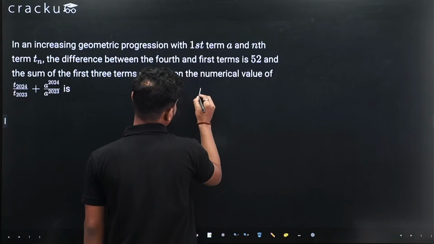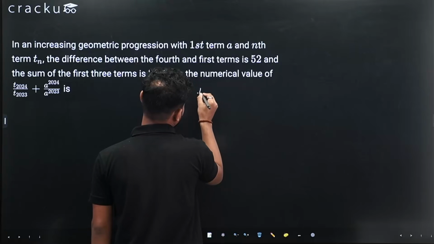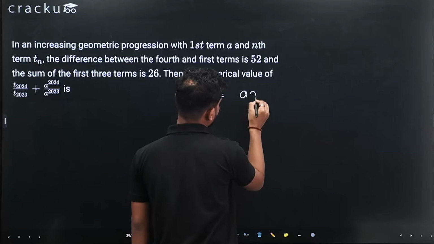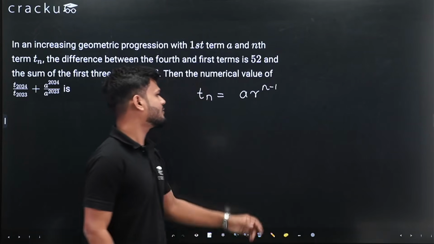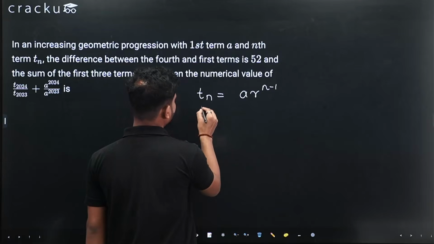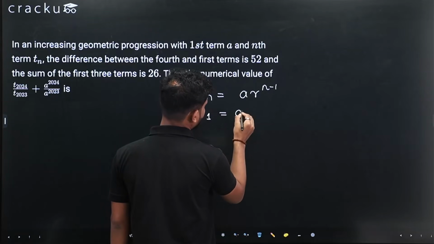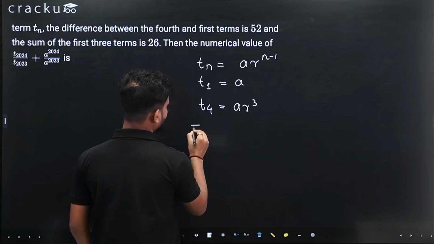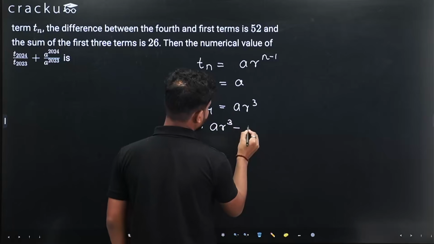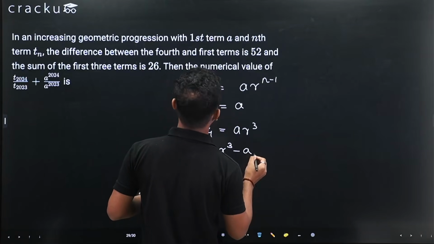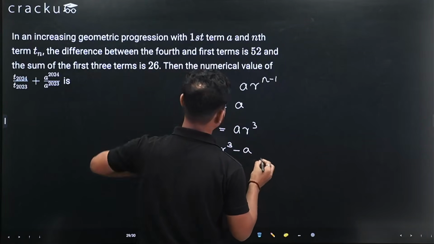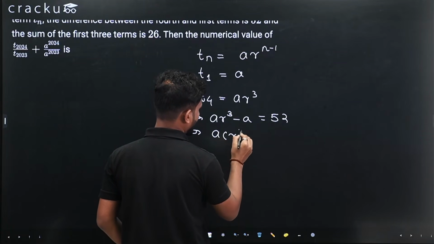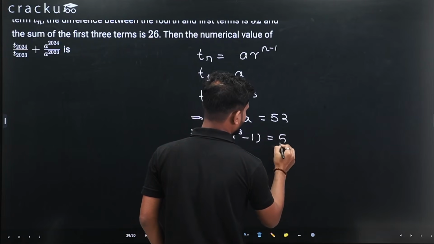Now, for a geometric progression tn, what will be the general term? It will be a into r raised to n minus 1, where r is the common ratio. So what will be the first term? T1 will be a. T4 will be ar cube. It is given that ar cube minus a, the difference between the fourth and the first term, is 52, or a into r cube minus 1 is 52.